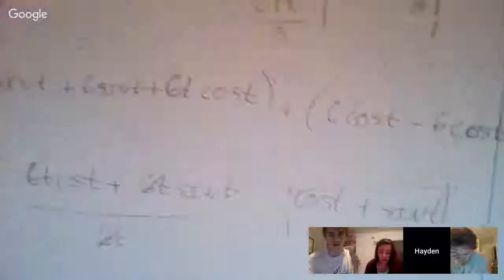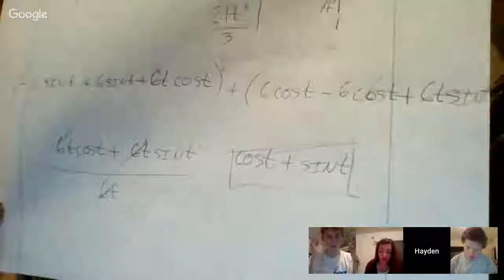See if I can get it where you can see it. 6 cosine t plus 6t sine t. Are you following all, Jessica? I got it. Okay, gotcha. Okay. And those cancel, they'll simplify down. And so your r prime should be 6t cosine t plus 6t sine t. Yep.